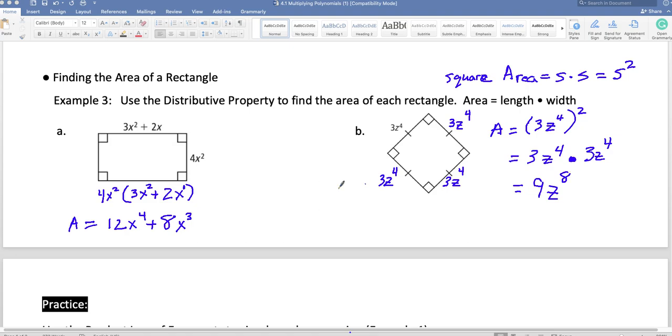All right, so we use a distributive property to multiply polynomials, and we learned the product law of exponents, which says that as long as you're multiplying monomials, you multiply the coefficients and you add the exponents. And that is the end of this lesson. Over and out.